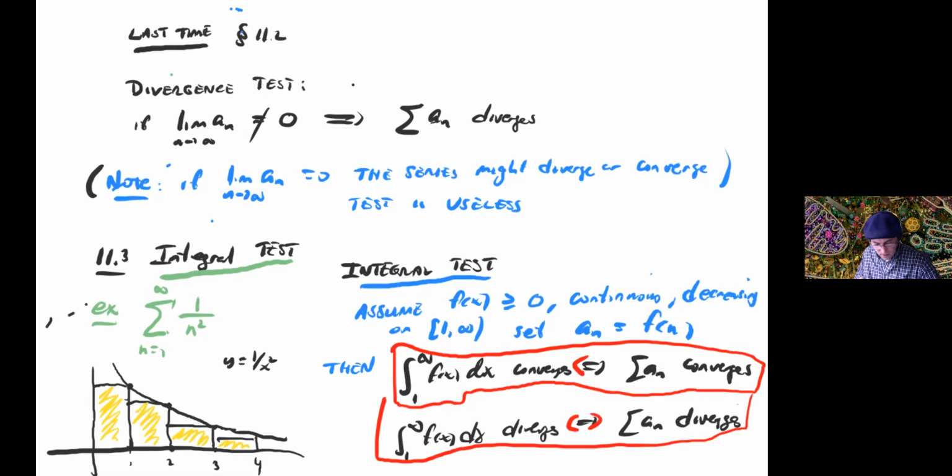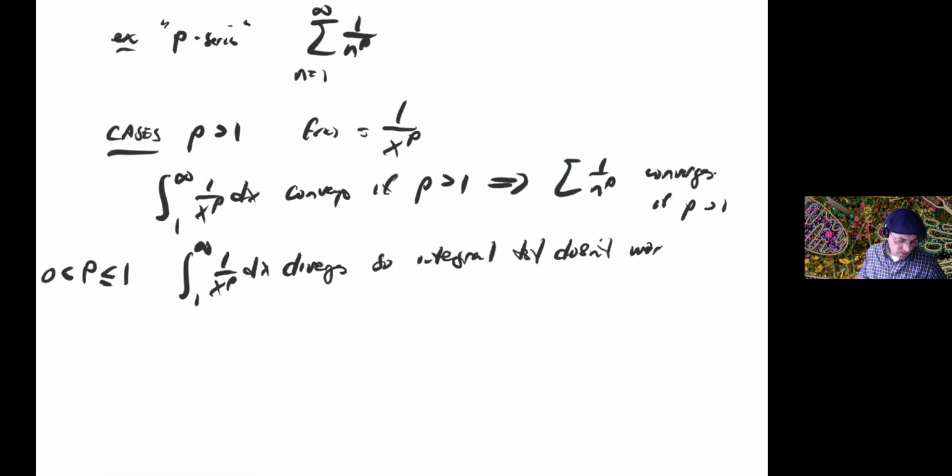Okay, so let's go back to what we were doing with the p series. It is not true that the integral test doesn't work. Since the integral diverges in this case, the series diverges by the integral test.